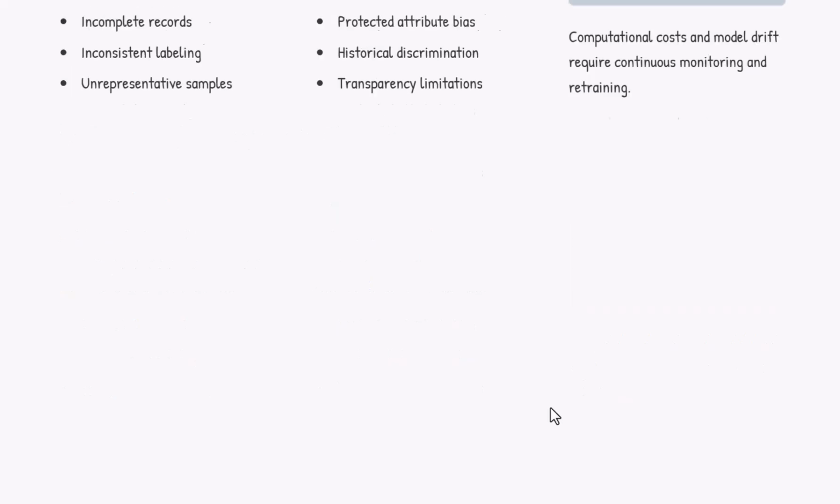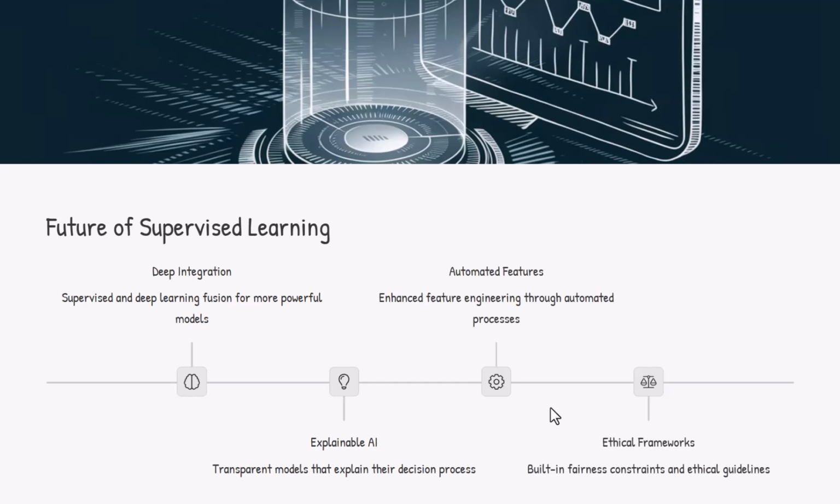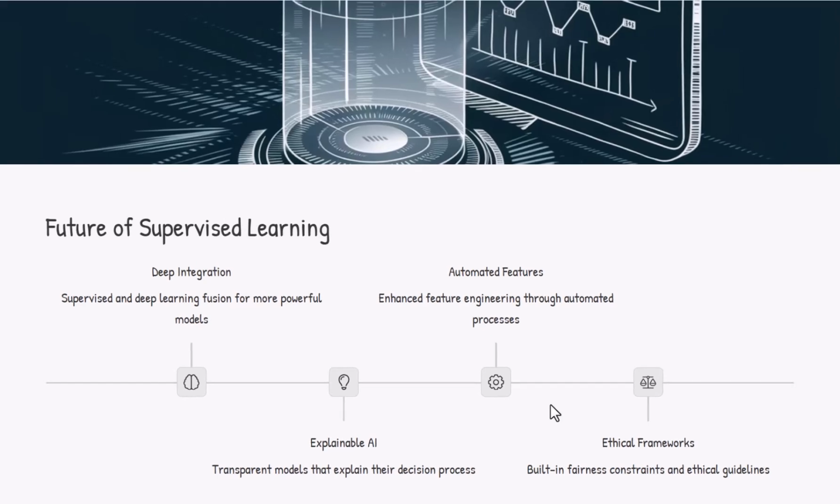So, where's this all going? We're now integrating supervised learning with deep learning to boost accuracy and handle unstructured data. There's a strong push for more interpretable models, automated feature engineering, and ethical AI that's fair, transparent, and responsible. As tools improve and data grows, supervised learning is becoming even more central to intelligent systems across every industry.